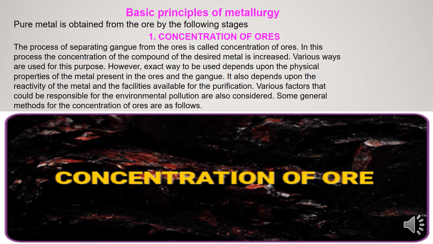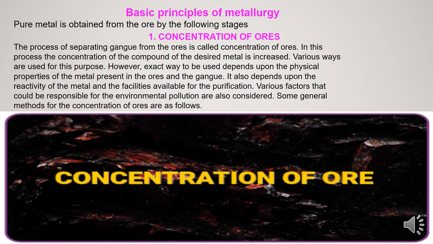The basic principles of metallurgy are as follows. Pure metal is obtained from the ore by the following stages. First is concentration of ores. The process of separating the gangue from the ore is called concentration of ores. Means any place of soil from where we have dug out the ore, the impurities inside it have to be separated. Okay, that process is called concentration of ores.